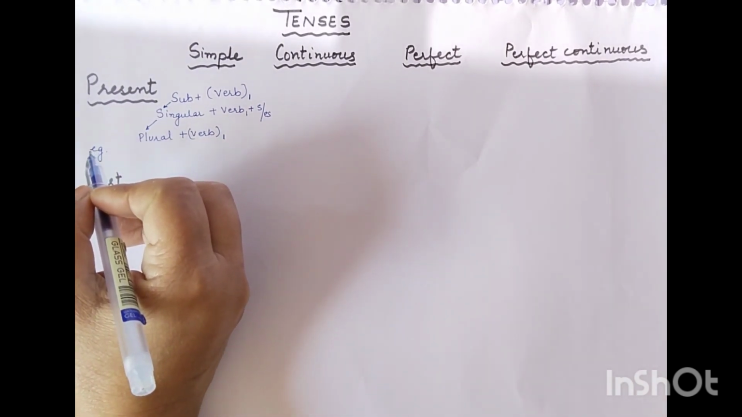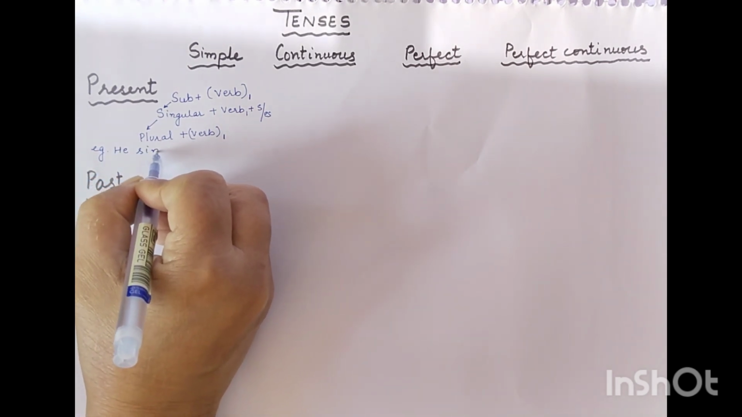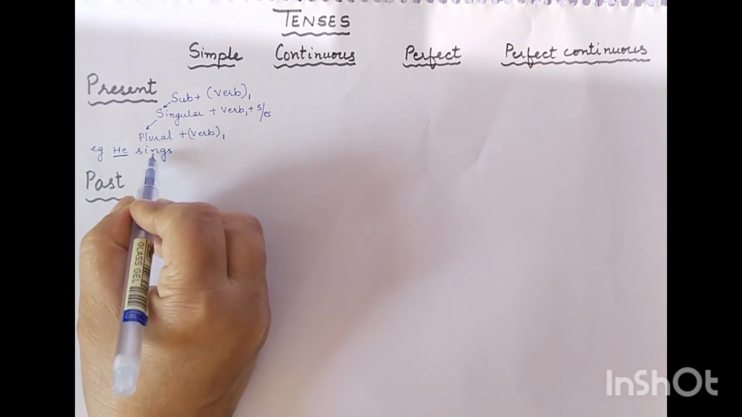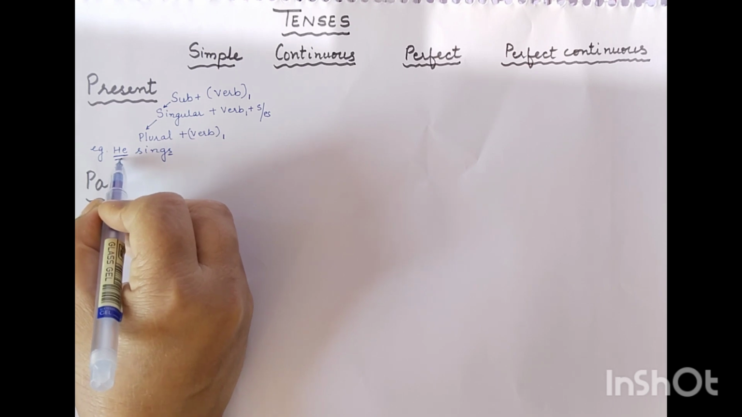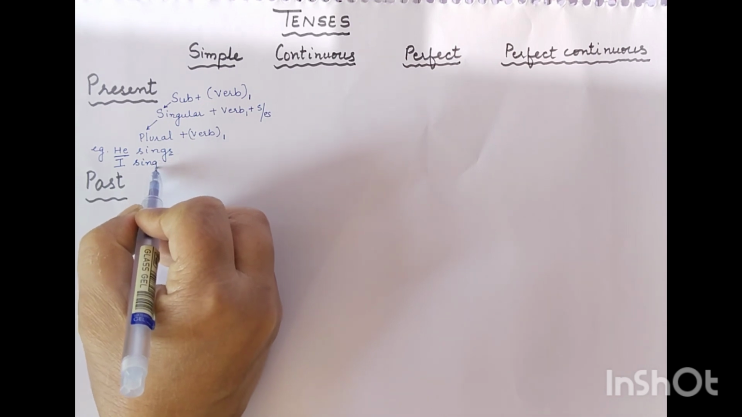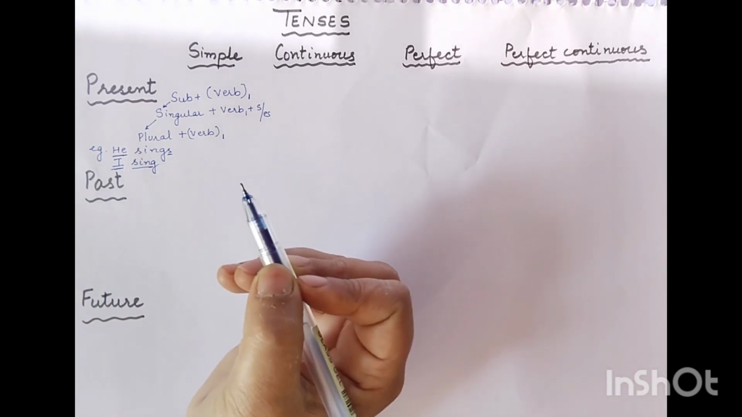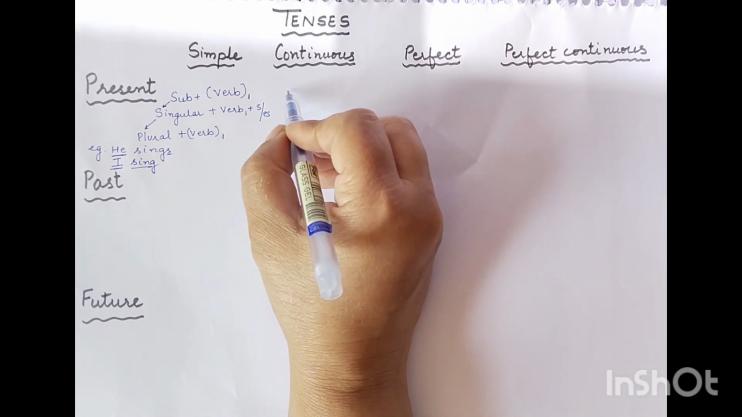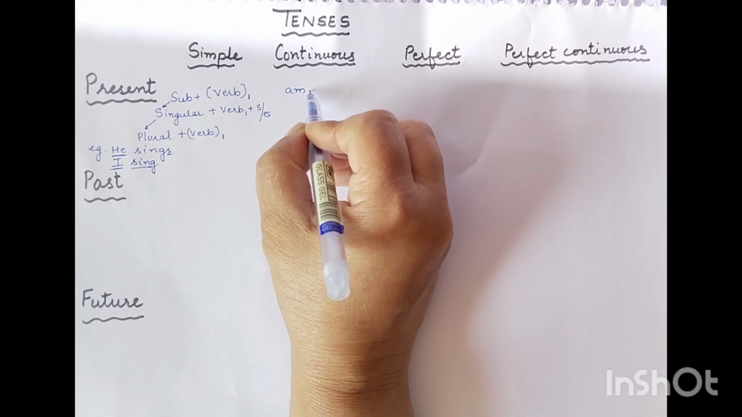For example, he. Now he is a singular subject. He sings. S is there. Then plural, I sing. Okay, simply the first form of verb. Very simple, simple present.